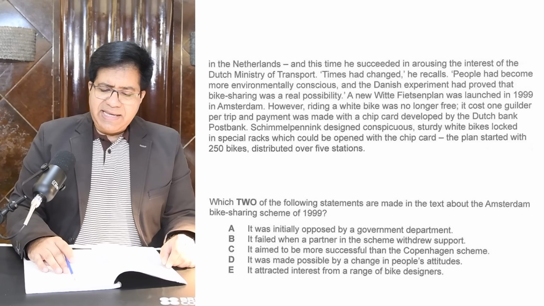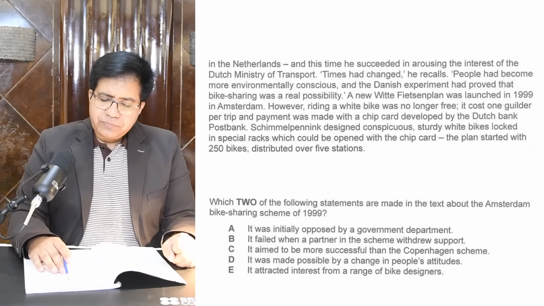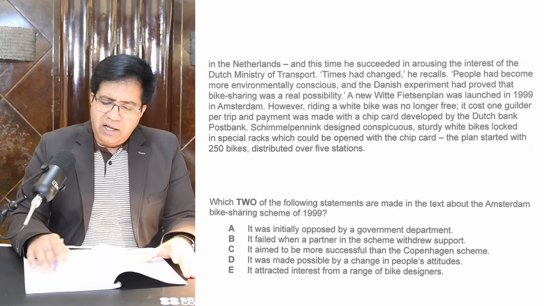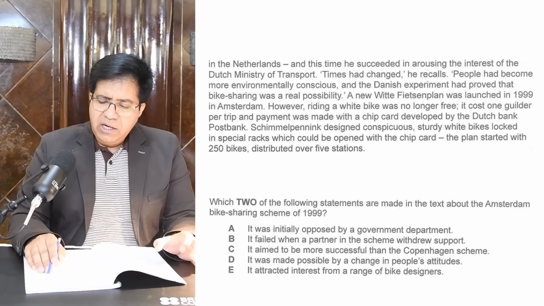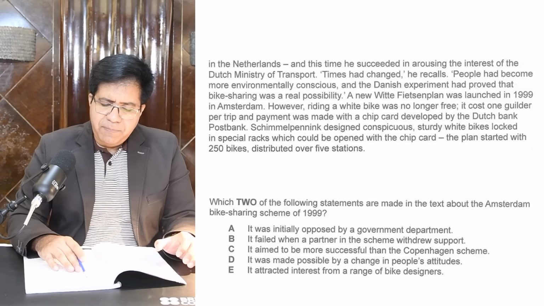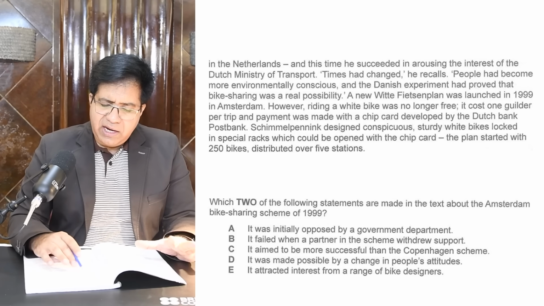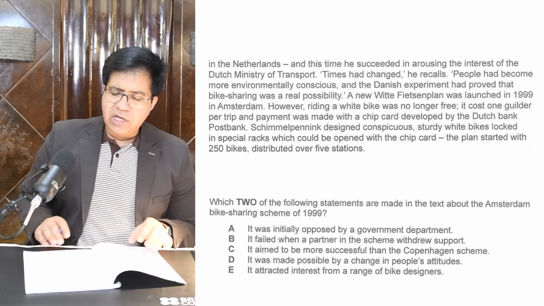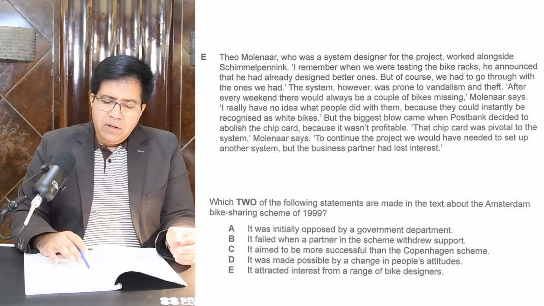Okay, I'm reading the same paragraph from the 4th line onwards. So, a new Witfinsterplan was launched in 1999 in Amsterdam. However, riding a white bike was no longer free. It cost 1 guilder per trip, and payment was made with a chip card developed by the Dutch bank and all that. And then they had 250 bikes distributed over 5 stations. Please come to paragraph E. It goes on, same thing.